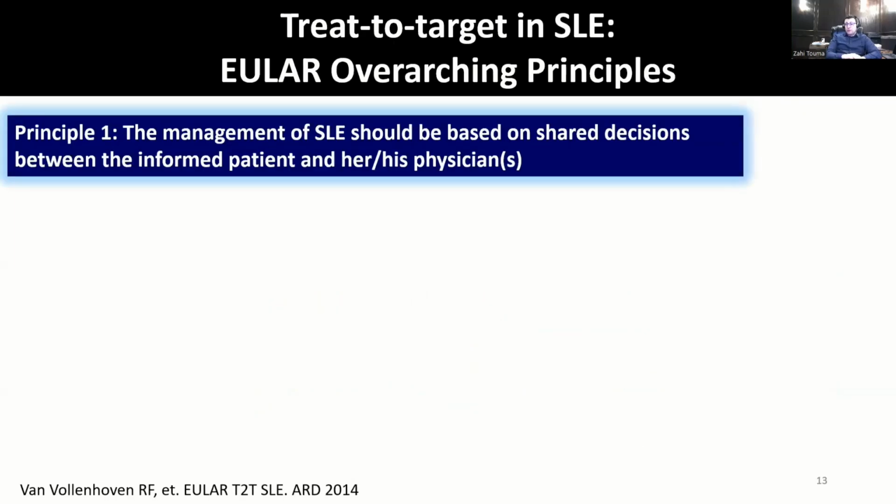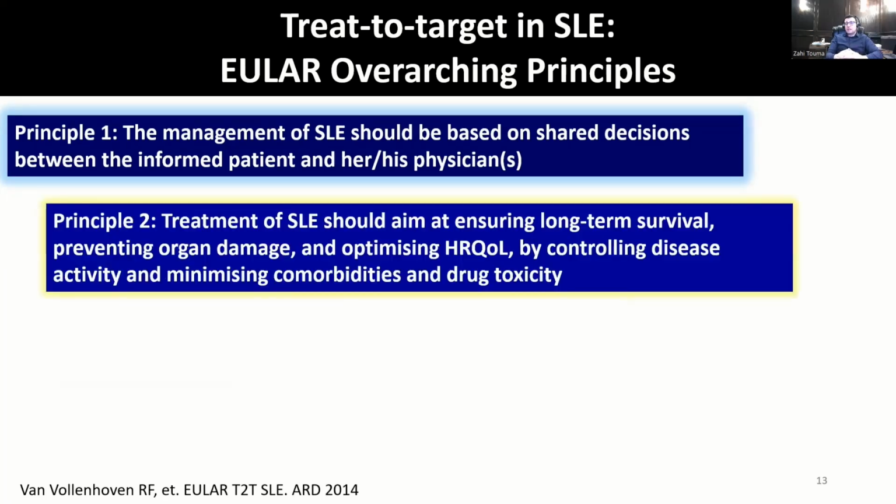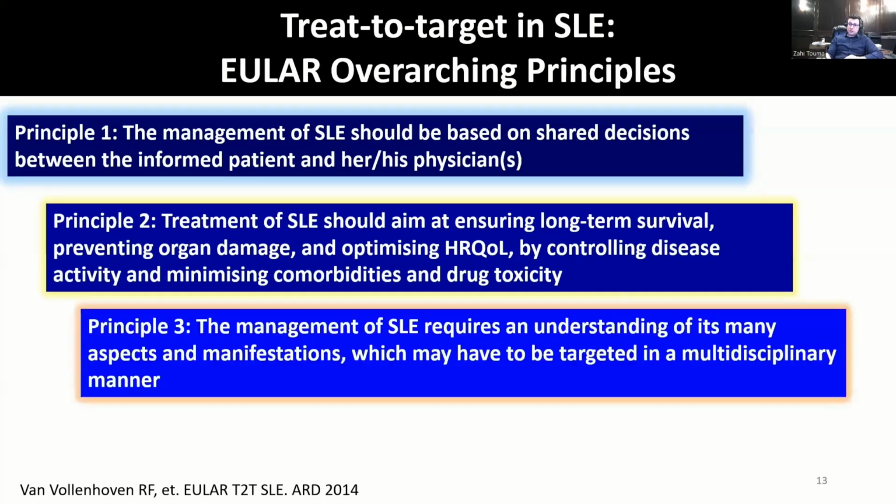Now, EULAR proposed overarching principles in 2014, and I'm gonna review with you these principles. The first one being the management of lupus should be based on shared decision between patient and physicians and the medical team. The second principle is that treatment of lupus should aim at ensuring long-term survival, preventing organ damage, optimizing health-related quality of life, pain, fatigue, anxiety, depression, sleep, and others, by controlling disease activity and minimizing comorbidities and drug toxicity.